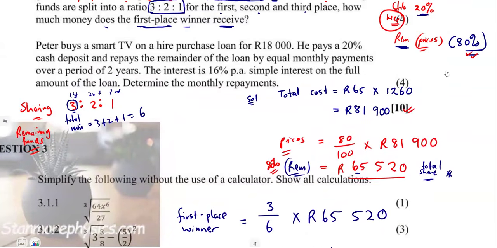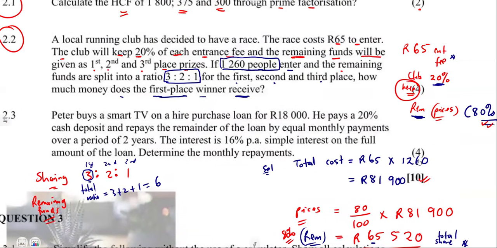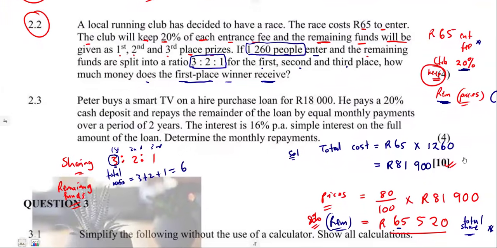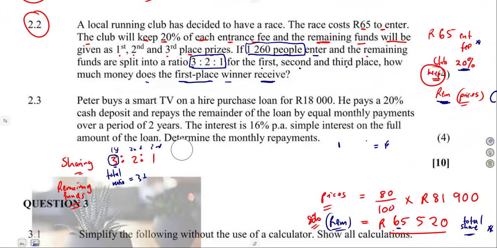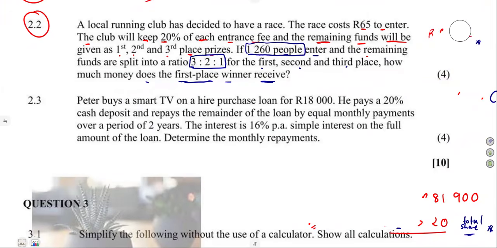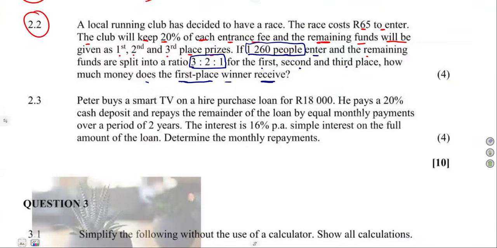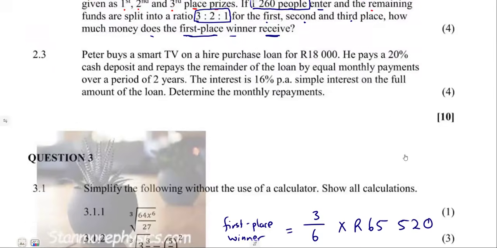You can work with the remainder, the 80%, you calculate from that 80%. Or like I said, you use the 20%, but when you use the 20%, you must subtract from the total cost so that you remain with what? The remainder. Then the rest, you apply the same concept of calculating what? The first place winner's prize. All right. So that was it on 2.2. Let us move on to 2.3.